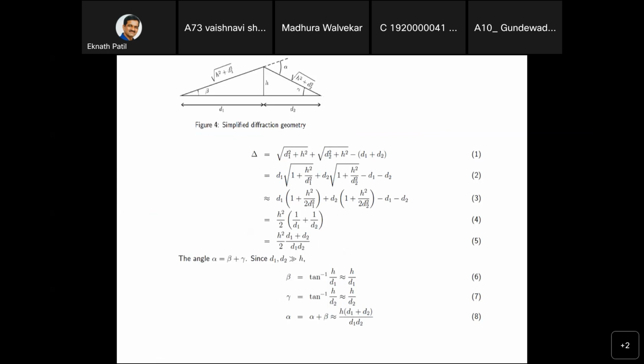Here they have shown that particular part, and the equations are related only to Pythagoras. With the help of that, after some rearrangement of the equations, we got at the end h square into d1 plus d2 divided by 2 into d1 into d2. The angle alpha is equal to beta plus gamma, since d1 and d2 are greater than h.